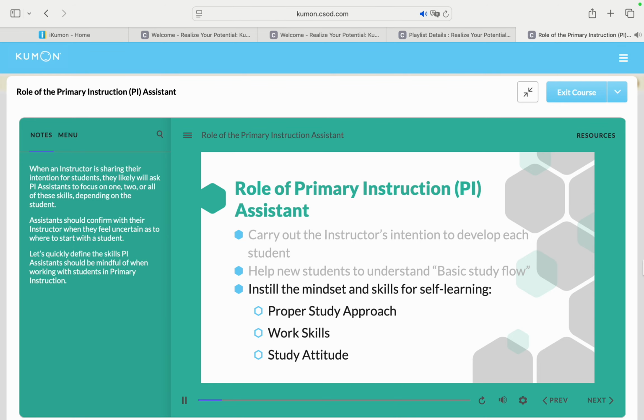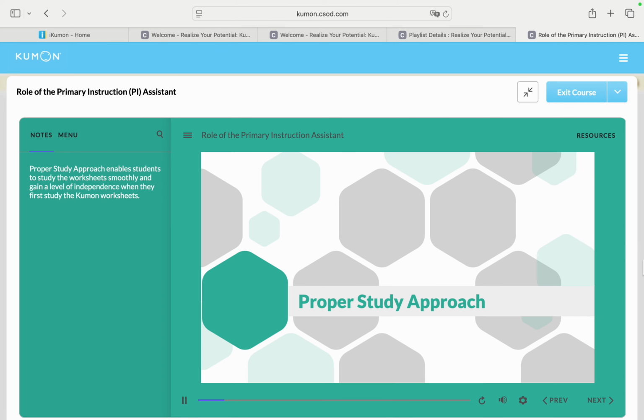When an instructor is sharing their intention for students, they likely will ask PI assistants to focus on 1, 2, or all of these skills, depending on the student. Assistants should confirm with their instructor when they feel uncertain as to where to start with a student. Let's quickly define the skills PI assistants should be mindful of when working with students in primary instruction. Proper study approach enables students to study worksheets smoothly and gain a level of independence when they first study the Kumon worksheets.